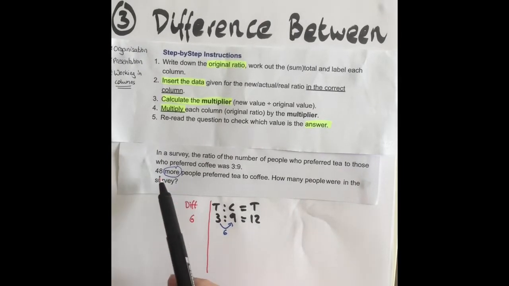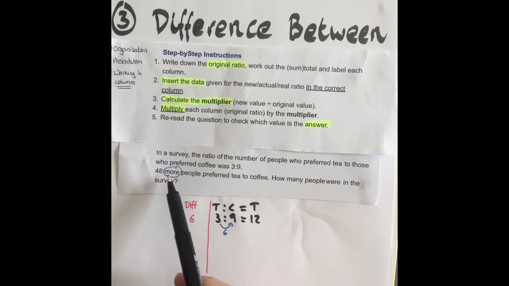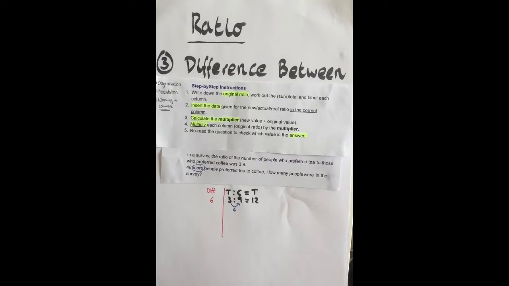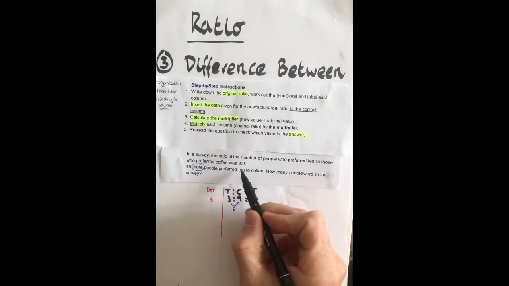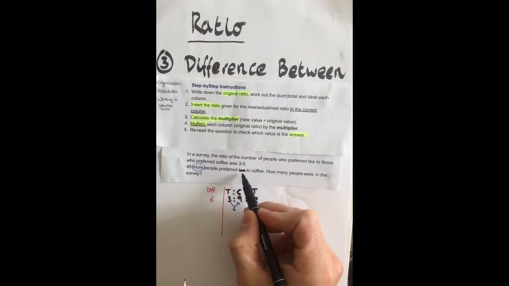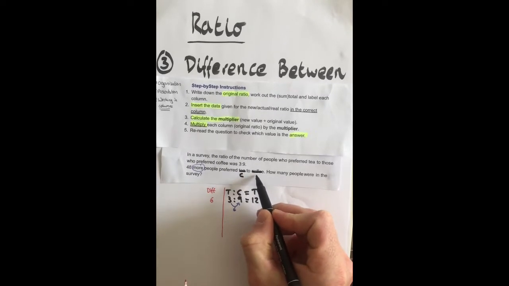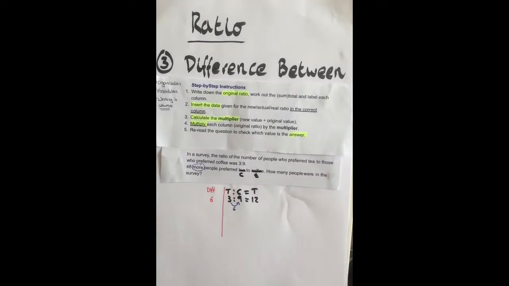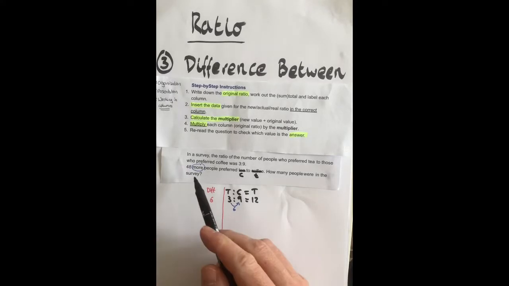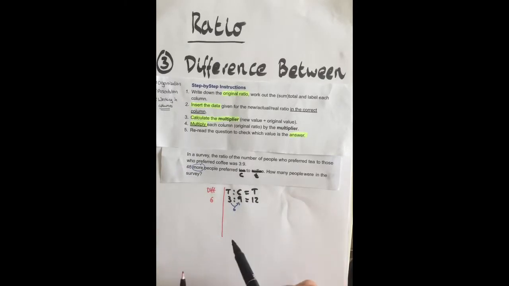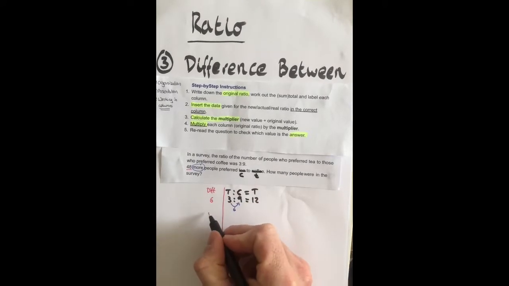And we know in the question, in reality, 48 more people preferred tea to coffee. And what I've just noticed is actually these two are the wrong way around. It's how many more people prefer coffee to tea. So 48 more people prefer coffee to tea. Now this 48 is our new difference. So we put 48 here.